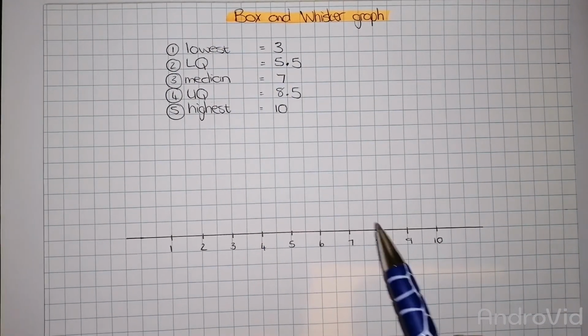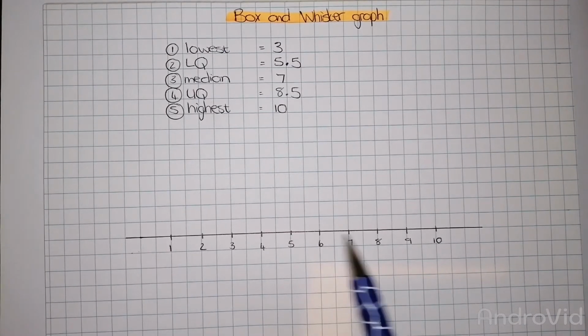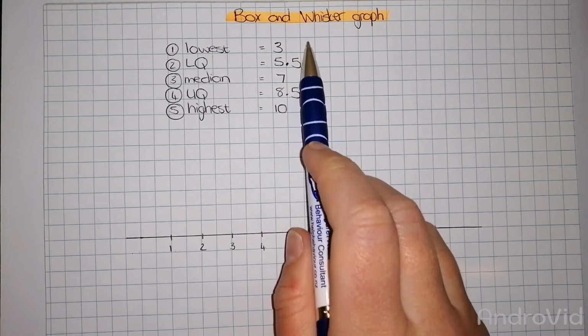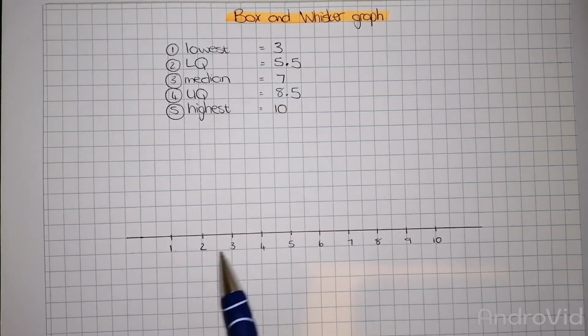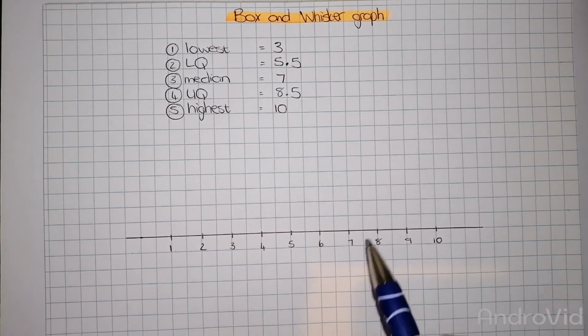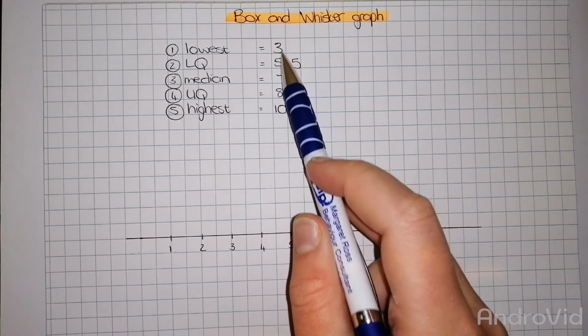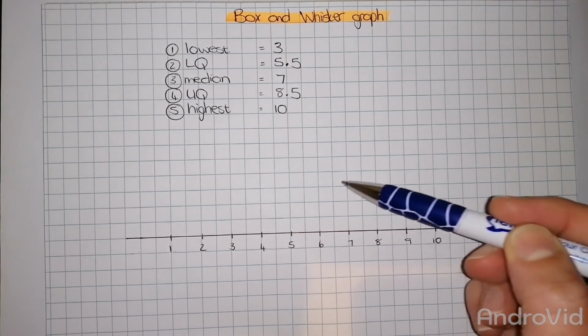And now that we've identified the 5 significant figures that I need to be able to draw my box and whisker graph, I need to have a number line labeled from, not necessarily from 1, but that includes all of these numbers. I labeled it from 1 because it's easier to understand then. Right, now I'm going to make some dots where these values fall. I'm going to do it above my number line.